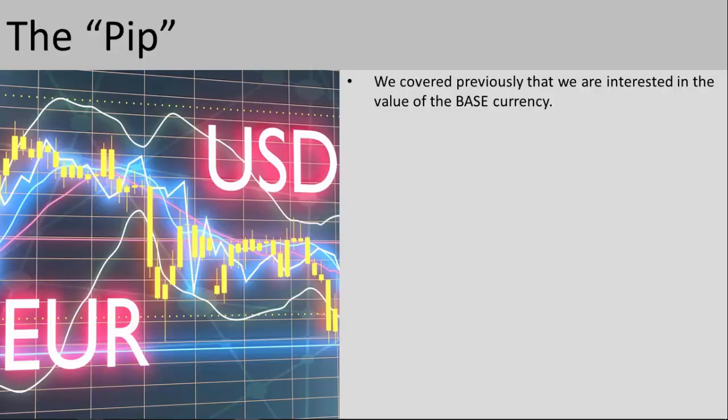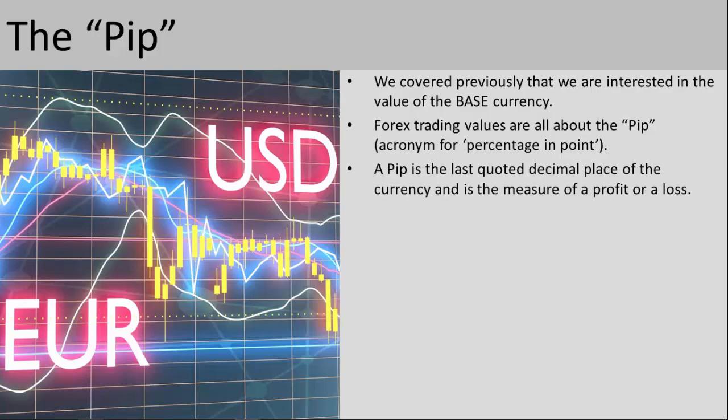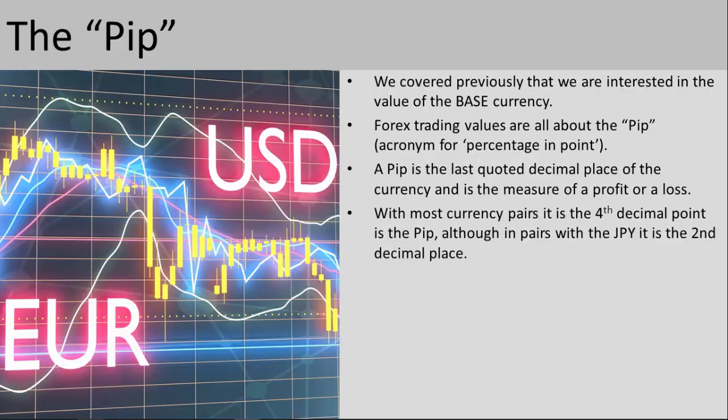We've covered previously that we're interested in the value of the base currency. Forex trading values, and hence profits ultimately, are all about the pip, which is an acronym for percentage in point. A pip is the last quoted decimal place of the currency and is the measure of a profit or a loss. With most currency pairs, it is the fourth decimal point that is the pip, although in pairs with the Japanese yen or JPY, it is the second decimal place at which pips are counted.